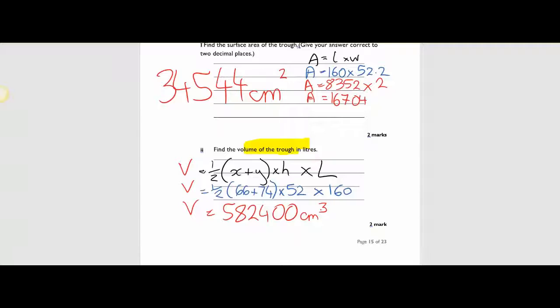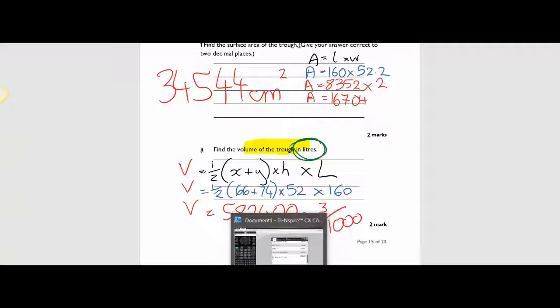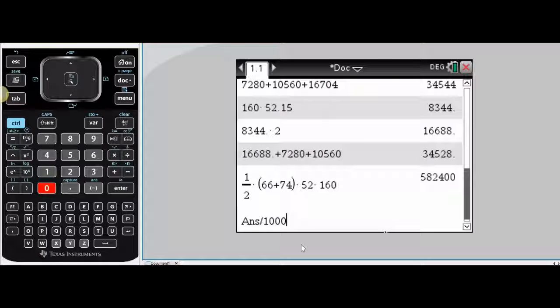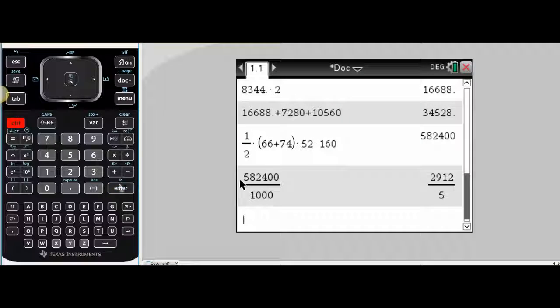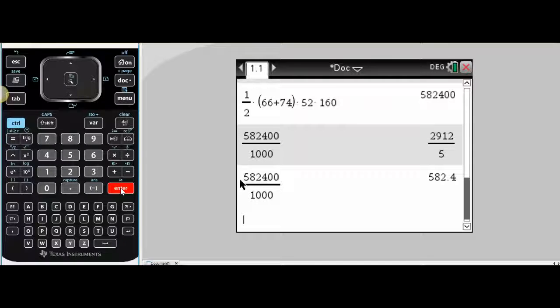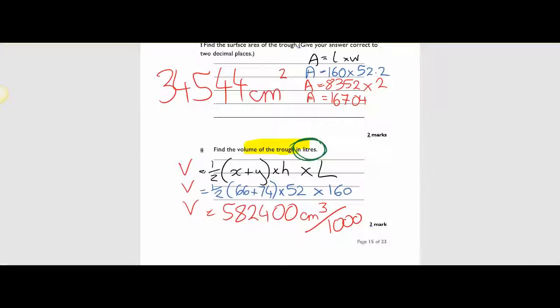Now that's important because we need to put our answer in litres. So to convert it from centimeters cubed to litres, we need to divide by 1,000. So divide by 1,000, and you'll find that in your capacity notes for your exam book. So if we divide that answer by 1,000 and then hit Control Enter, you'll see that the answer is 582.4. So we'll say 582.4 meters.